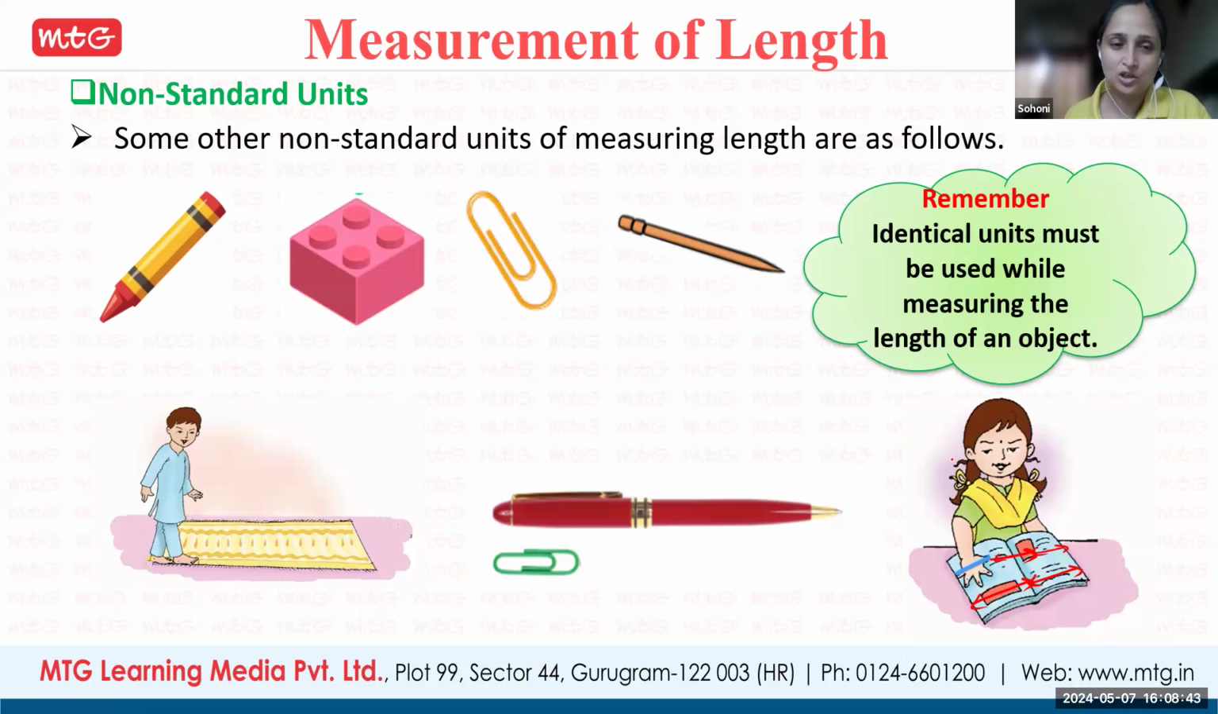So that's why it's called non-standard, because you can't say the length of the notebook. Because if you use her hand span, it is 3 hand spans long, if I use my hand span, it will be 2 hand spans long. So it's not fixed. So that's why it's called non-standard. And standard units means fixed. If it is fixed for everyone, then it is called standard units of length. Is it clear?